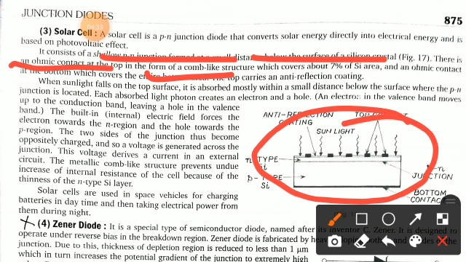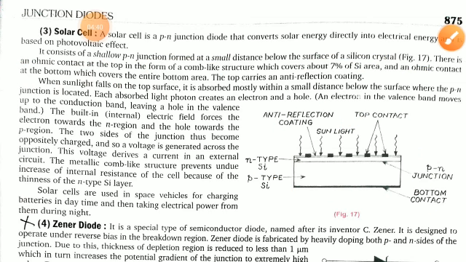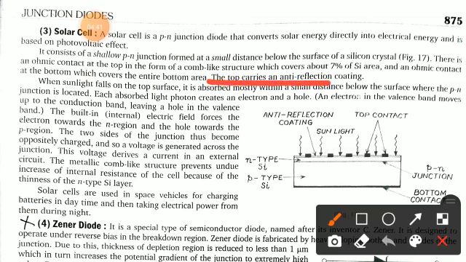Fine. Which covers about 7% of the silicon area, and an ohmic contact at the bottom which covers the entire bottom area. So the top carries an anti-reflection coating. When sunlight falls on the top surface, it is absorbed mostly within a small distance below the surface where the p-n junction is located.